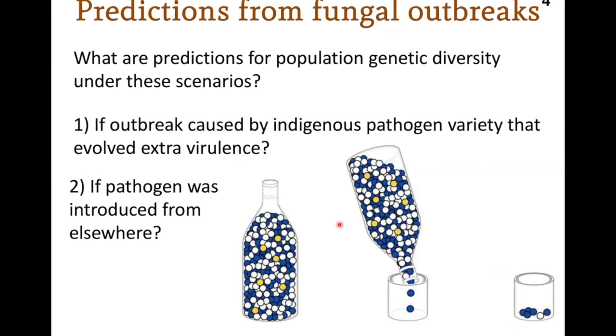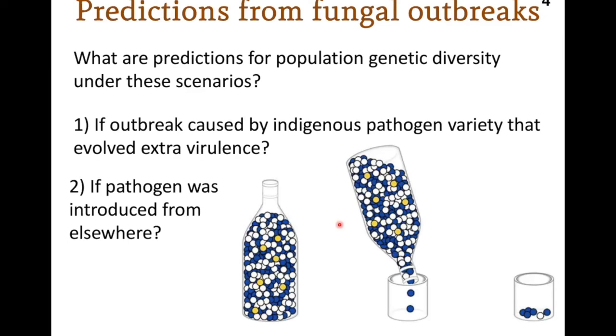So based on that, if we think about 1 and 2, if the outbreak is caused by an indigenous pathogen versus if it's a pathogen that's introduced from elsewhere, what would your expectation for the level of genetic diversity be? And I'll give you a couple of moments here. If we go to slide number 5, which is just a blank slide, I'll give you 2 minutes, in fact, to think about that. Okay, so if we go back to slide number 4, how did we do with that?